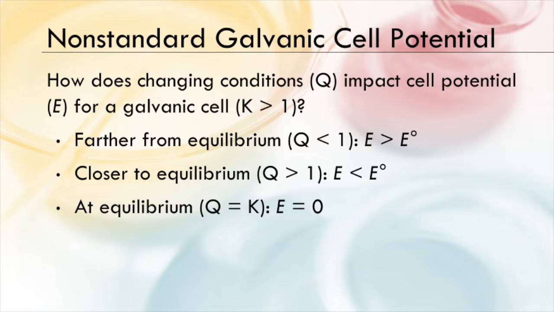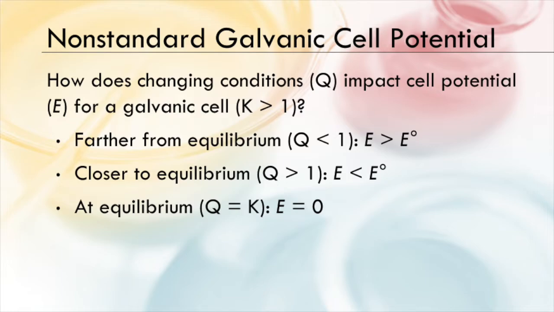Recall that for a galvanic cell, the process is spontaneous in the forward direction, so that means that K is greater than 1. It's product favored. Deviations from standard conditions that take the cell farther from equilibrium, decreasing Q, bringing it further from K, will increase the magnitude of the cell potential, so it will be more positive, more thermodynamically favored than a standard cell potential.